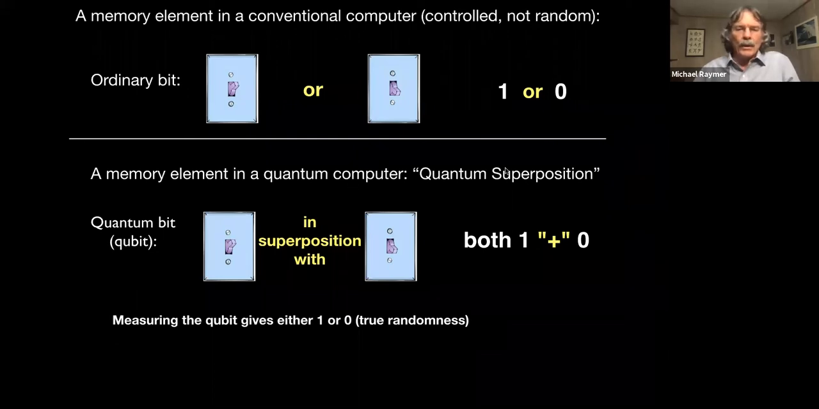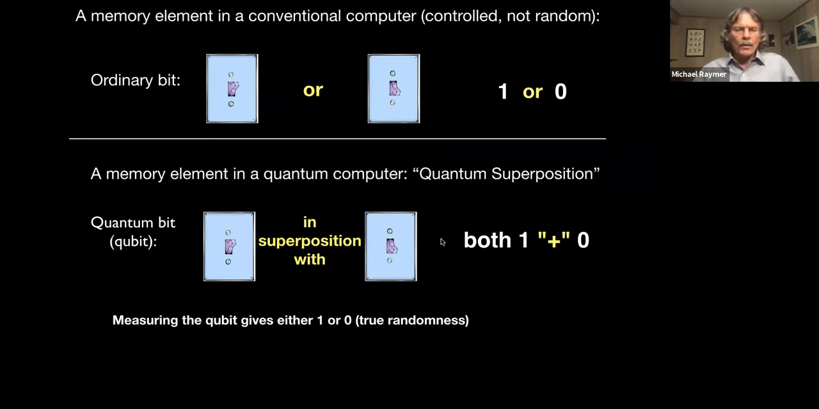But in a quantum computer, we know we can have superpositions. So if you think in terms of light switches, you could have up in superposition with down. So in terms of logical bit values, you could have both 1 in superposition with 0. I don't call this symbol AND because remember, AND refers to a composite object. This is only one object. It's one light switch. It can either be up or down, or in quantum mechanics, it could be in a superposition with. So the plus symbol means in superposition with.